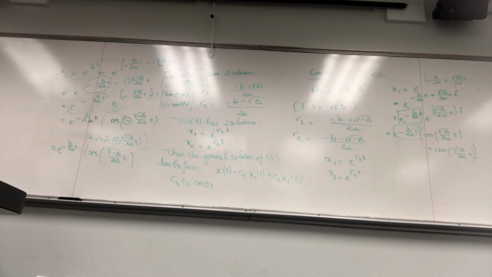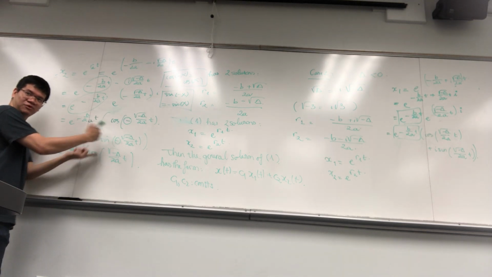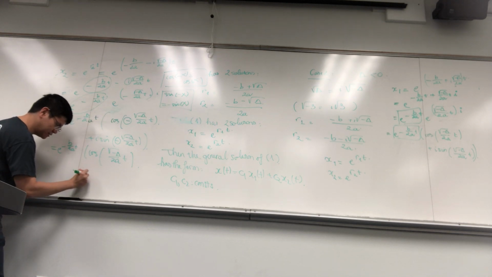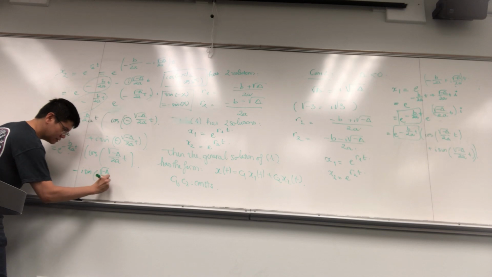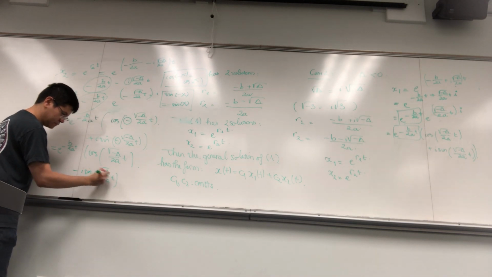Cosine of minus x will be the same, and sine of minus x will be minus of sine x. So to get rid of this minus, I'm gonna put a minus outside. Minus i sine of square root of delta over 2a times t. Right? Questions?